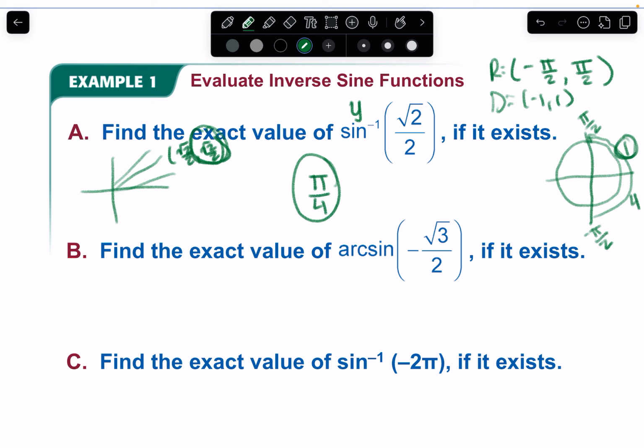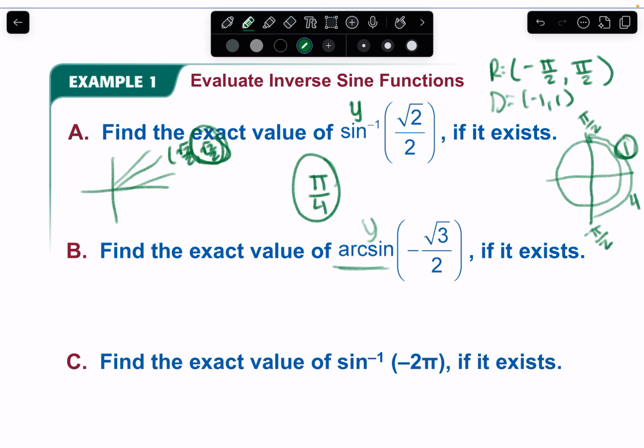So for the next question, same thing. This is, again, your y value. You are specifically looking in your first quadrant to see if there's anything in the y value that's negative square root of 3 over 2. You will notice there's not. None of your y values are going to be negative.